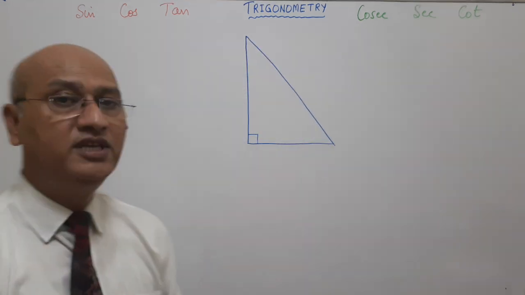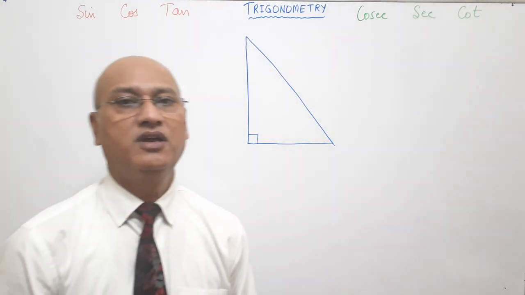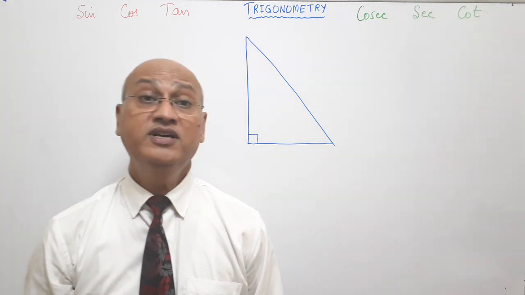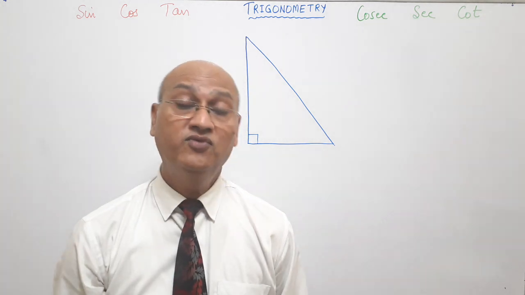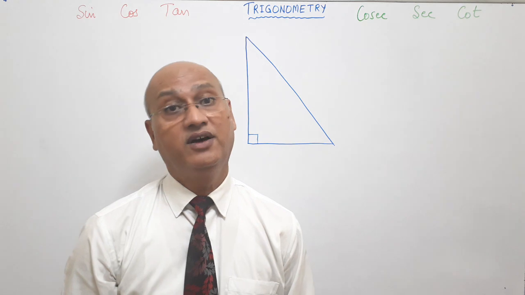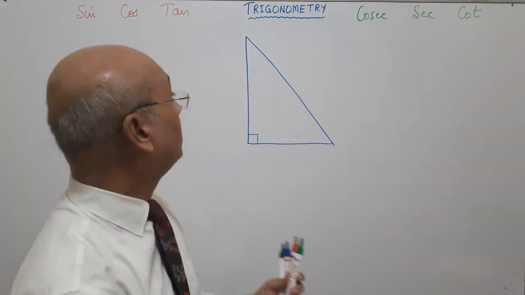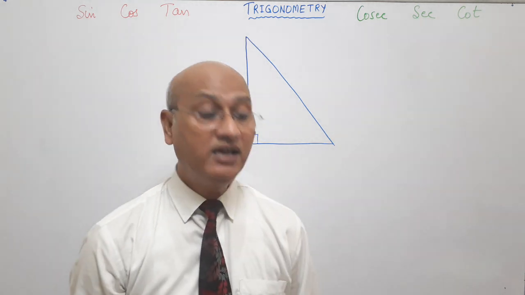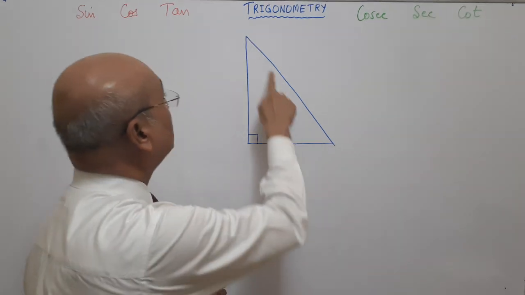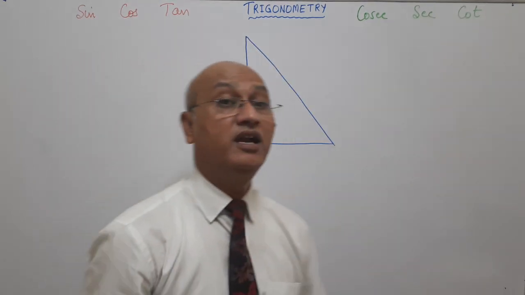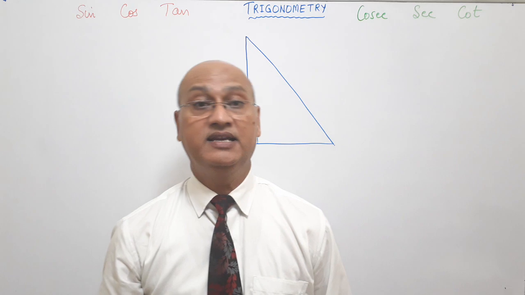Okay. Now these trigonometric ratios are not written alone. They are always associated with one of the acute angles of a right angle triangle. Now in a right angle triangle, how many acute angles do we have? We have this acute angle and we have this acute angle. So there are two acute angles in a right angle triangle.